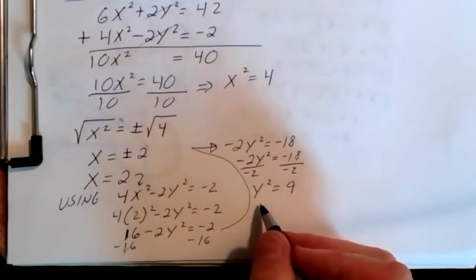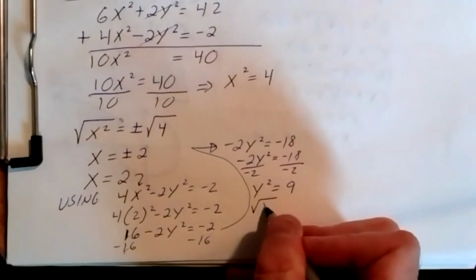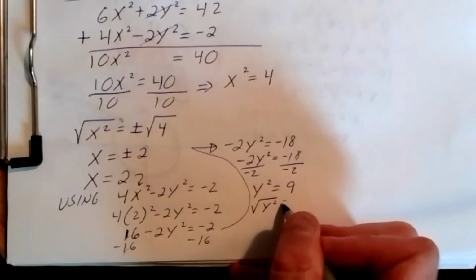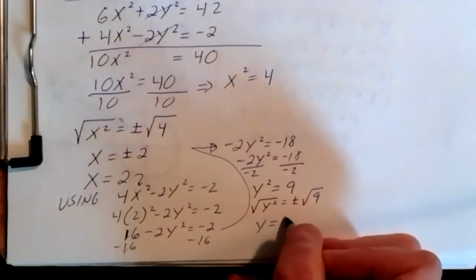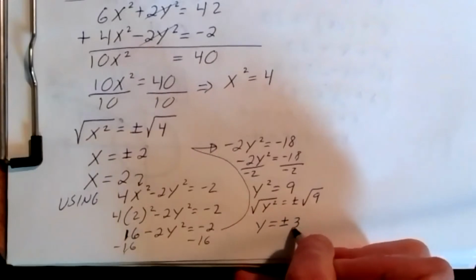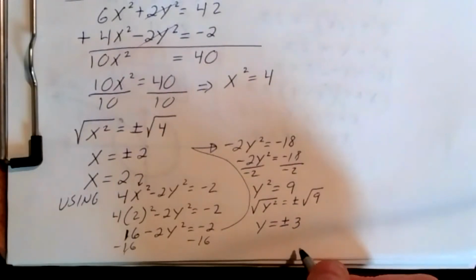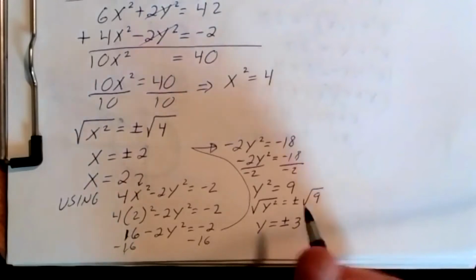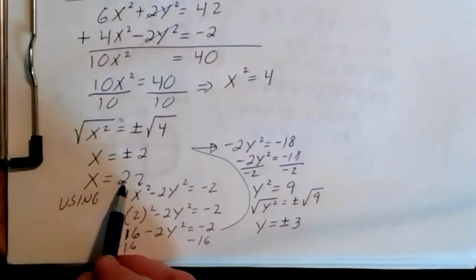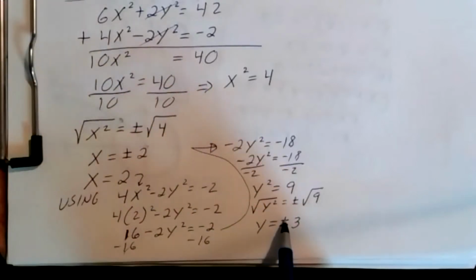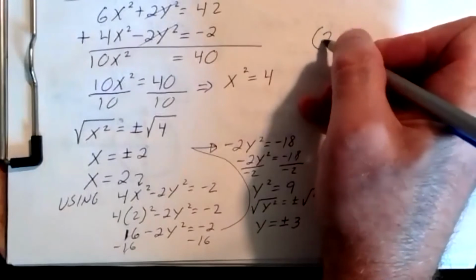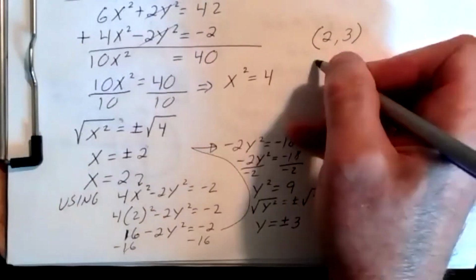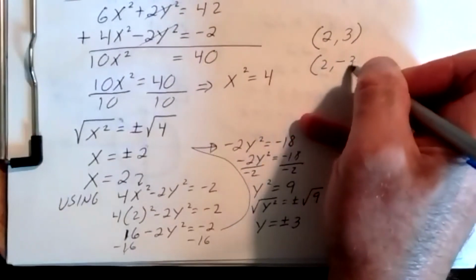Now, ladies and gentlemen, take the square root of both sides of this equation to solve for y. Don't forget to take the plus or minus square root of the right side, the number side. So y would be equal to plus or minus what? 3. All right, so look, we have found 2 of our solutions. When x is equal to 2, we discovered that y is equal to plus or minus 3. So ladies and gentlemen, we could have 2 solutions, positive 2, positive 3, or positive 2, negative 3.